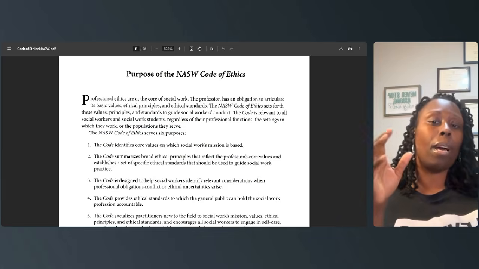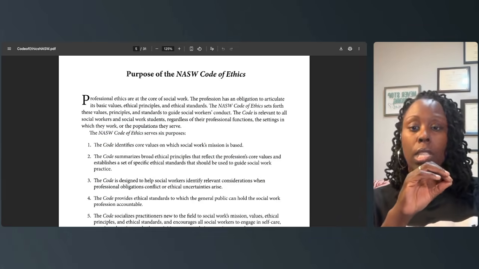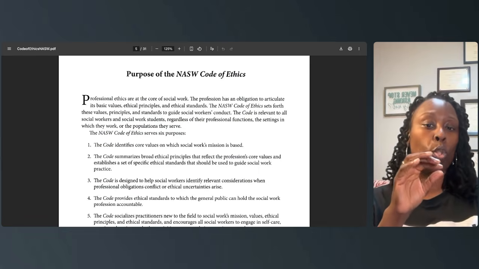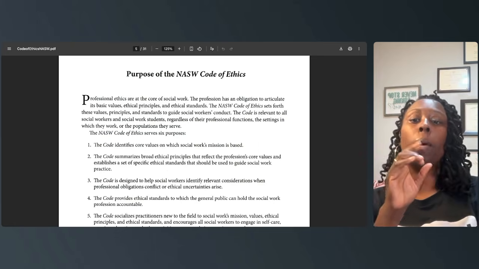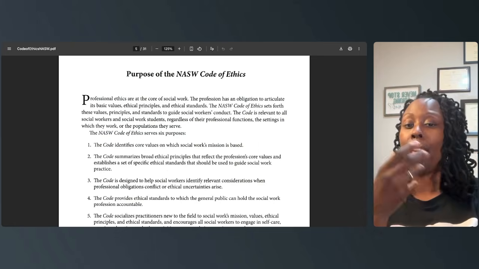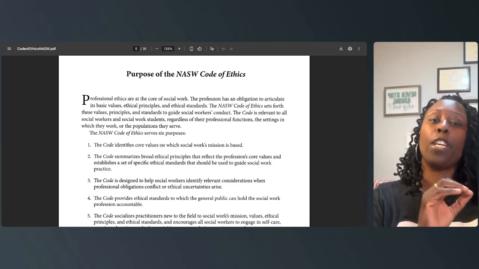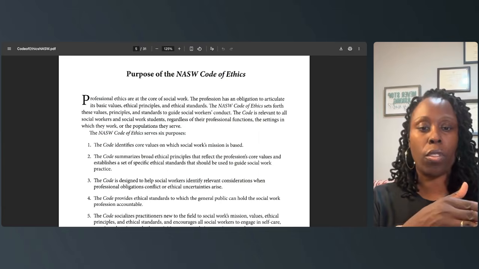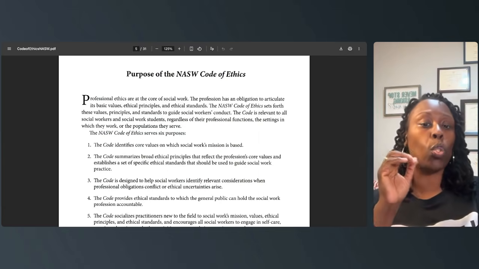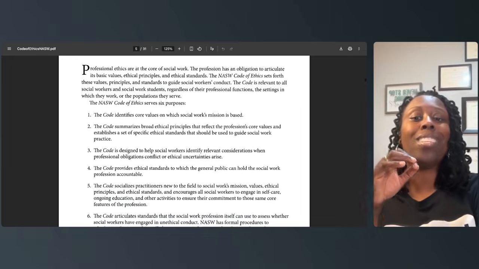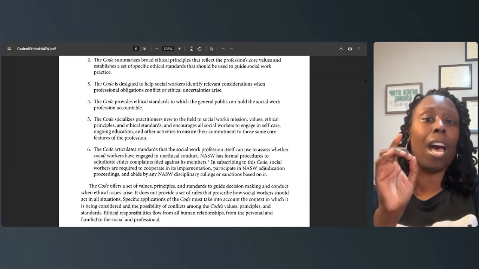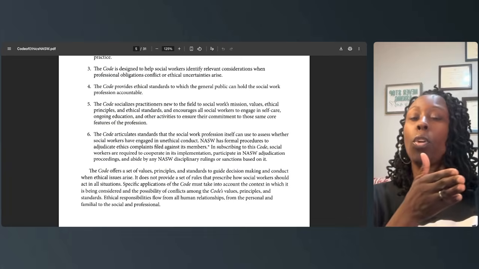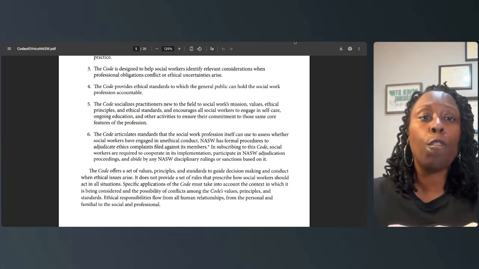All right, so let's talk about the NASW Code of Ethics' 6 purposes. Number 1, the code identifies core values on which social work's mission is based. Number 2, the code summarizes broad ethical principles that reflect the profession's core values and establishes a set of specific ethical standards that should be used to guide social work practice. Number 3, the code is designed to help social workers identify relevant considerations when professional obligations conflict or ethical uncertainties arise.